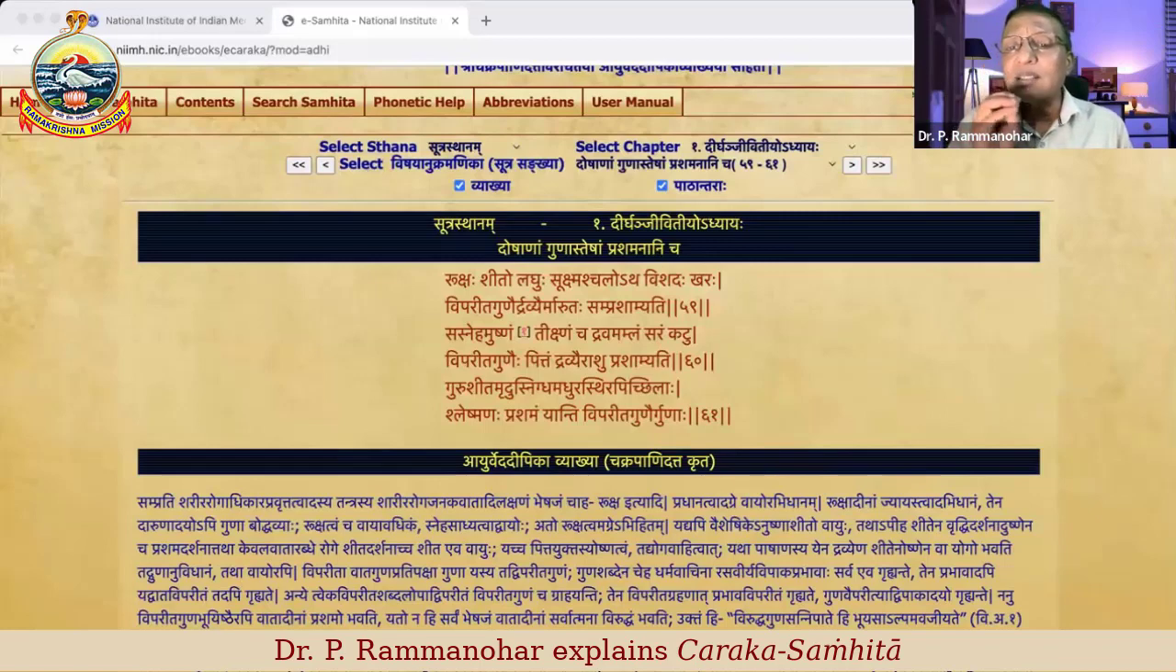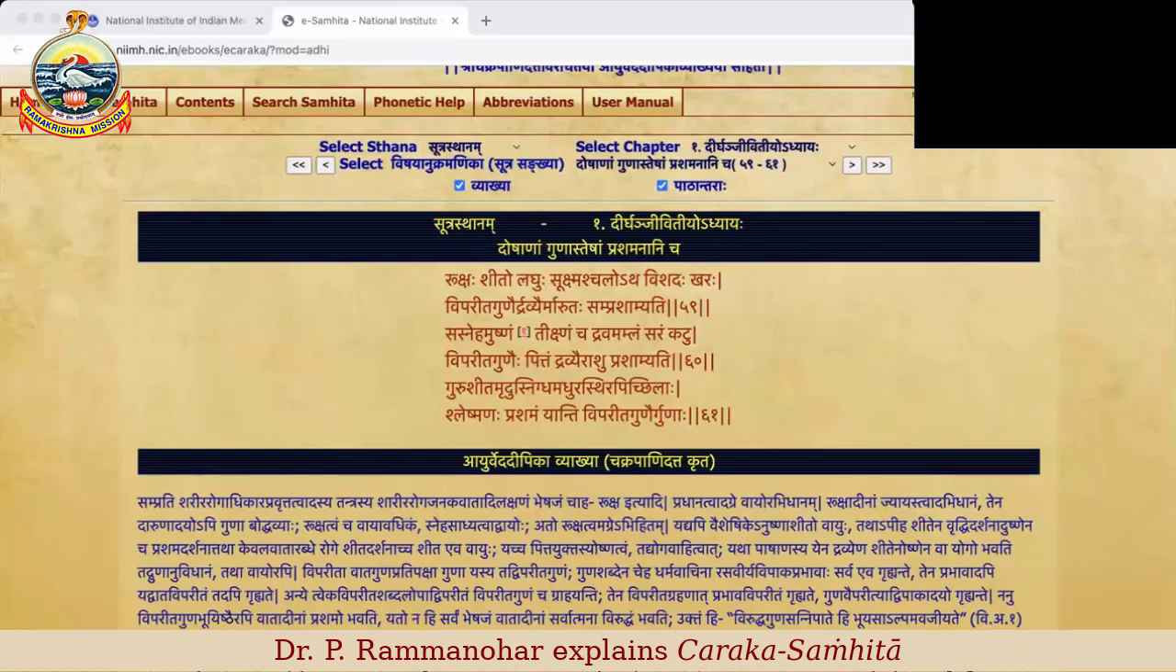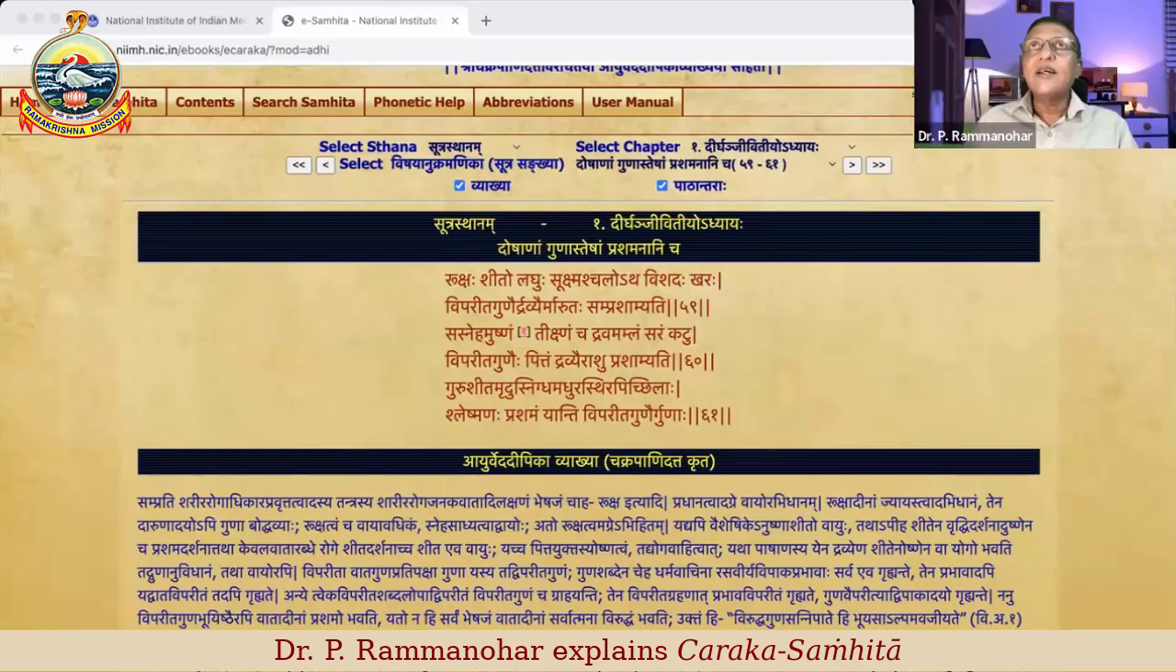Now these four gunas are very, very important, because these four gunas represent the whole process of chemical reactions that happen in the body. What is metabolism? The sum total of chemical reactions happening in the body. What is anabolism? All the building up processes. What is catabolism? All the breaking down processes. You can explain with Ushna, Shita, Ruksha and Snigdha the entire metabolism. Is that clear? So this is how the dosha concept also came.